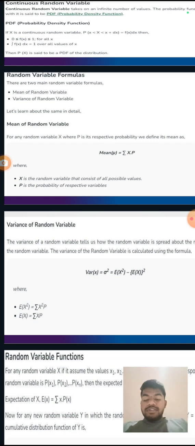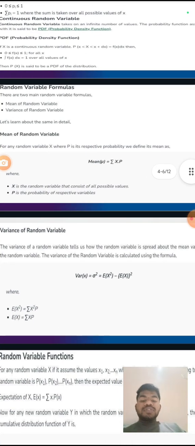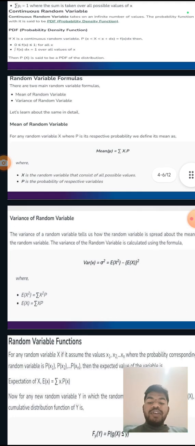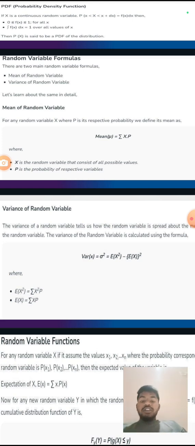Variance of a random variable. The variance tells us how the random variable is spread about its mean value. The variance is calculated using the formula: variance of x equals sigma square, which is E of x square minus E of x whole square. E of x square is equal to the summation of x square into p, and E of x is equal to the summation of x into p.